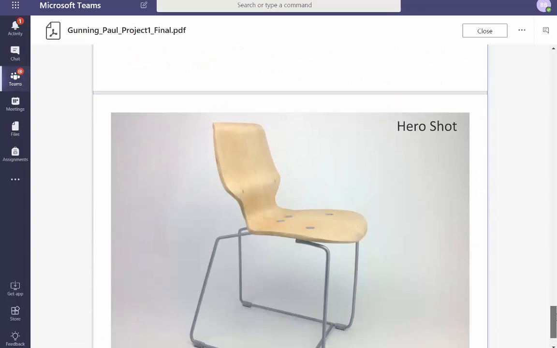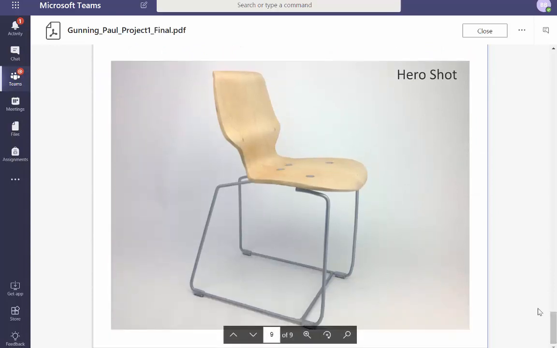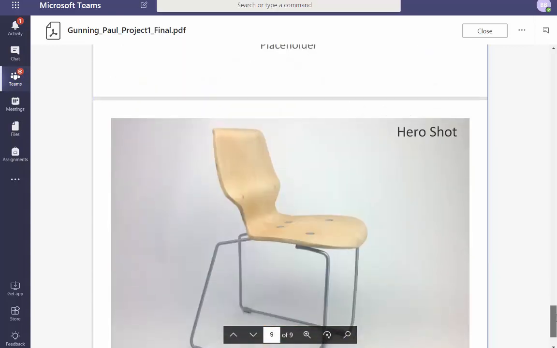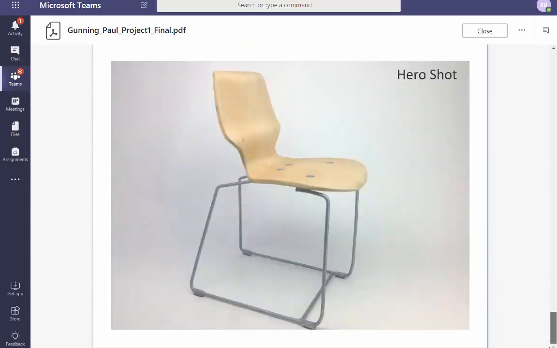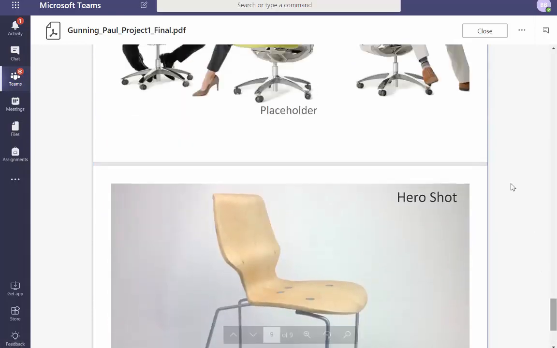Chair in use, cool, do a chair in use. Hero shot, it's a boring hero shot. I don't mind a plain background. The background allows you to pull off and talk about the benefits. So this is more technical benefits. This is more emotional benefit, maybe. But I think there's lots that needs to be done on this project.